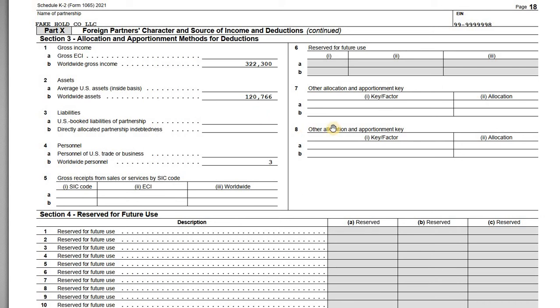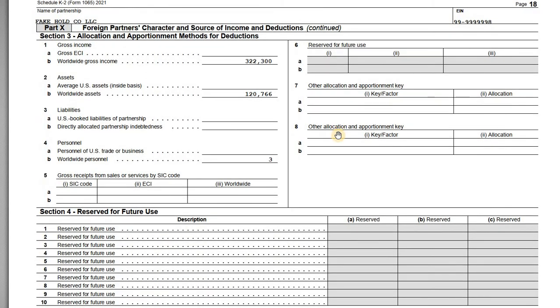But when you have foreign corporations that are filing 1120Fs, it's very important for them to know their allocation of ECI versus worldwide earnings, average assets, liabilities, personnel, because those go into a lot of schedules that get included with that 1120F filing. So we've included it here just for completeness, although it's largely a moot issue for Jane.